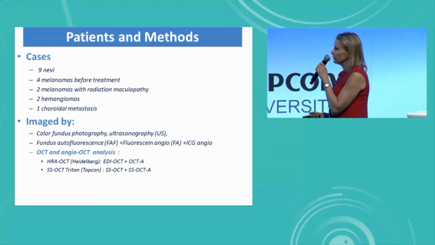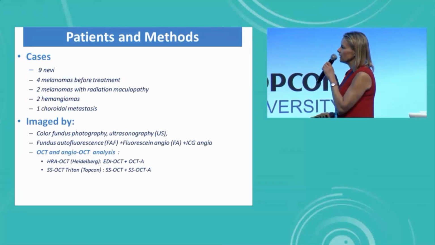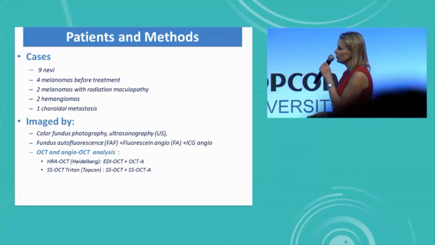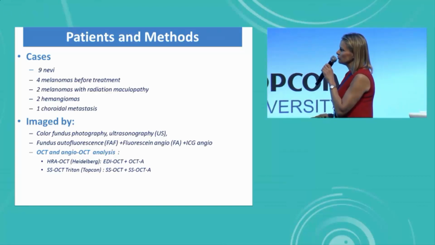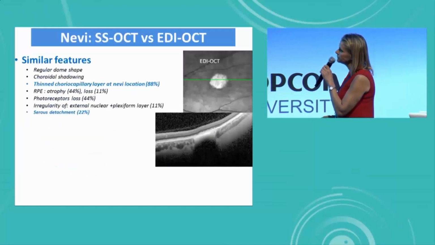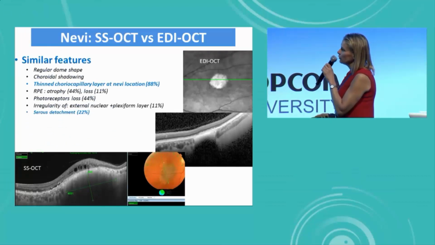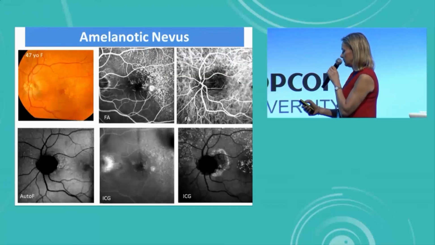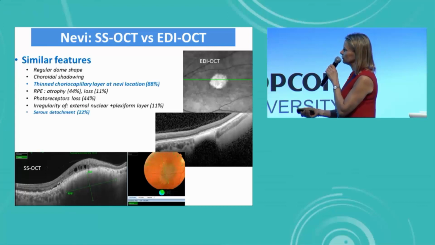It's a small preliminary study of 18 cases which were studied by multimodal imaging with OCT and angio-OCT analysis performed with HRA OCT of Heidelberg, with EDI mode, and swept source OCT Triton of Topcon. For nevi, both OCT machines display similar features of regular dome shape with choroidal shadowing tumor, and the main sign is a thin choriocapillary layer at the nevus location observed in more than 80% of the tumors.